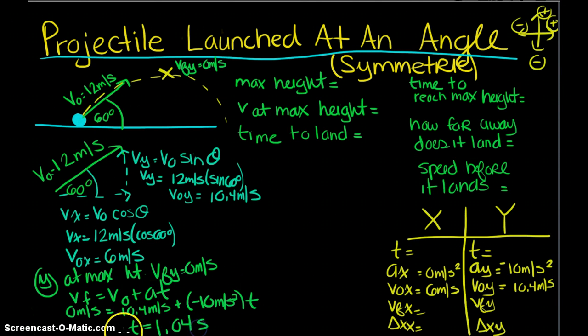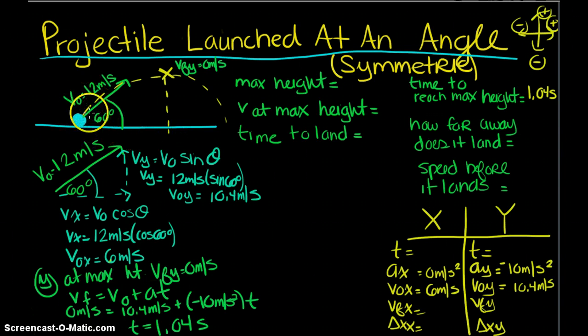All right, so the time it takes to get to maximum height is 1.04 seconds. So I'm going to fill this in over here. Now notice that the time it takes to get to the top of the path here, this is half of the time of the entire flight.